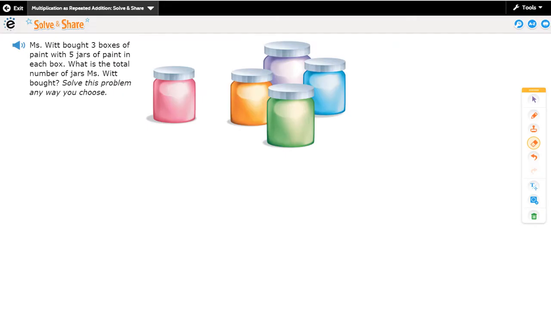Here we have a solve and share from 3rd grade. You can display this for your students in the classroom or share your screen on a digital platform while distance learning. The solve and share can also be assigned to students and used as a powerful tool to monitor student understanding. We will talk more about this in the next video.